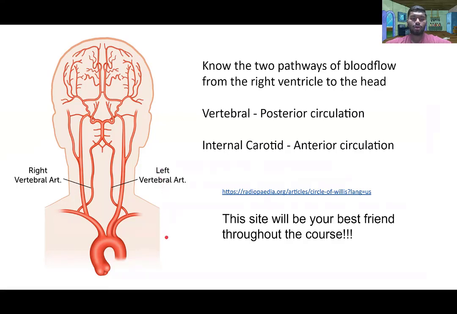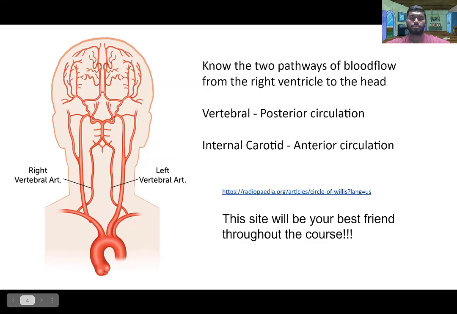So the first thing to notice is this, right? There's a certain acronym I use to remember this arch and these three big vessels coming off it: ABCs, right? So A for arch of aorta, B for brachiocephalic trunk, the right brachiocephalic trunk, C for the left common carotid, and S for the left subclavian artery. So we notice that there are these two main arteries running up the neck that will eventually get up into the brain, right? But let's start off with the right brachiocephalic artery, right?